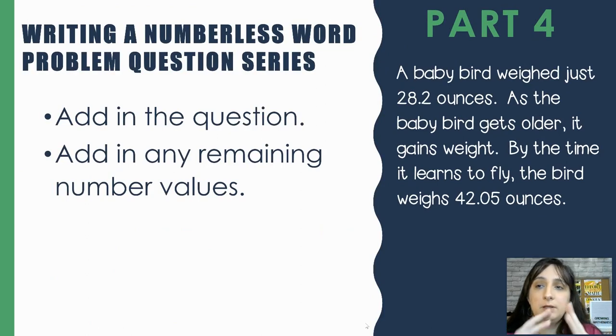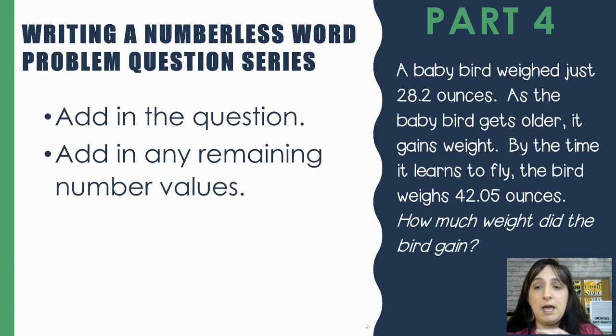So now we're on to part 4. So on this question, all that we have left is to add back in the question that we want our students to solve. If we have a multi-step problem, we may be adding in more values at this point, but for us, in this question, we're just going to add that question back in at the bottom. So now we have a complete word problem. It looks just like a normal word problem at this point.